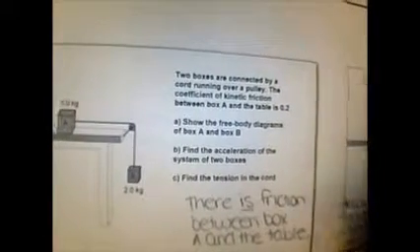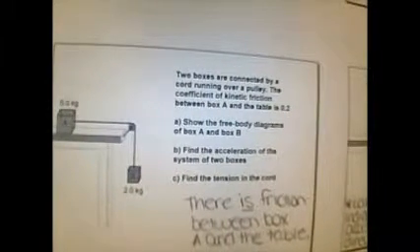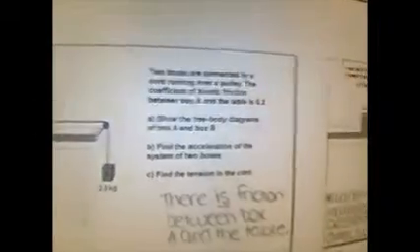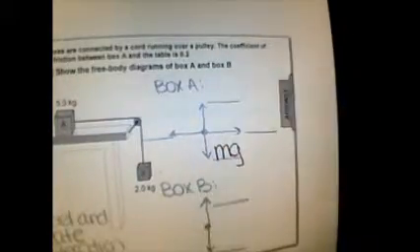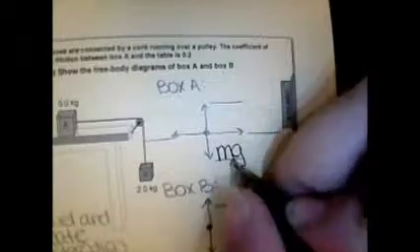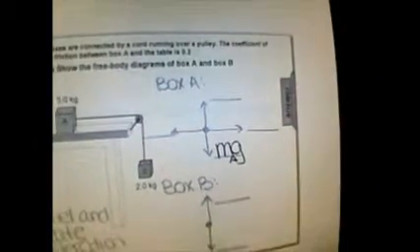Something we need to keep in mind, there is friction in this one. So we're going to be dealing with the friction force. So if we look at our free body diagrams, box A, this box right here, we obviously have mg down. It's not moving up or down, and we're going to make that m_A g, I'm sorry. And we're not moving up or down.